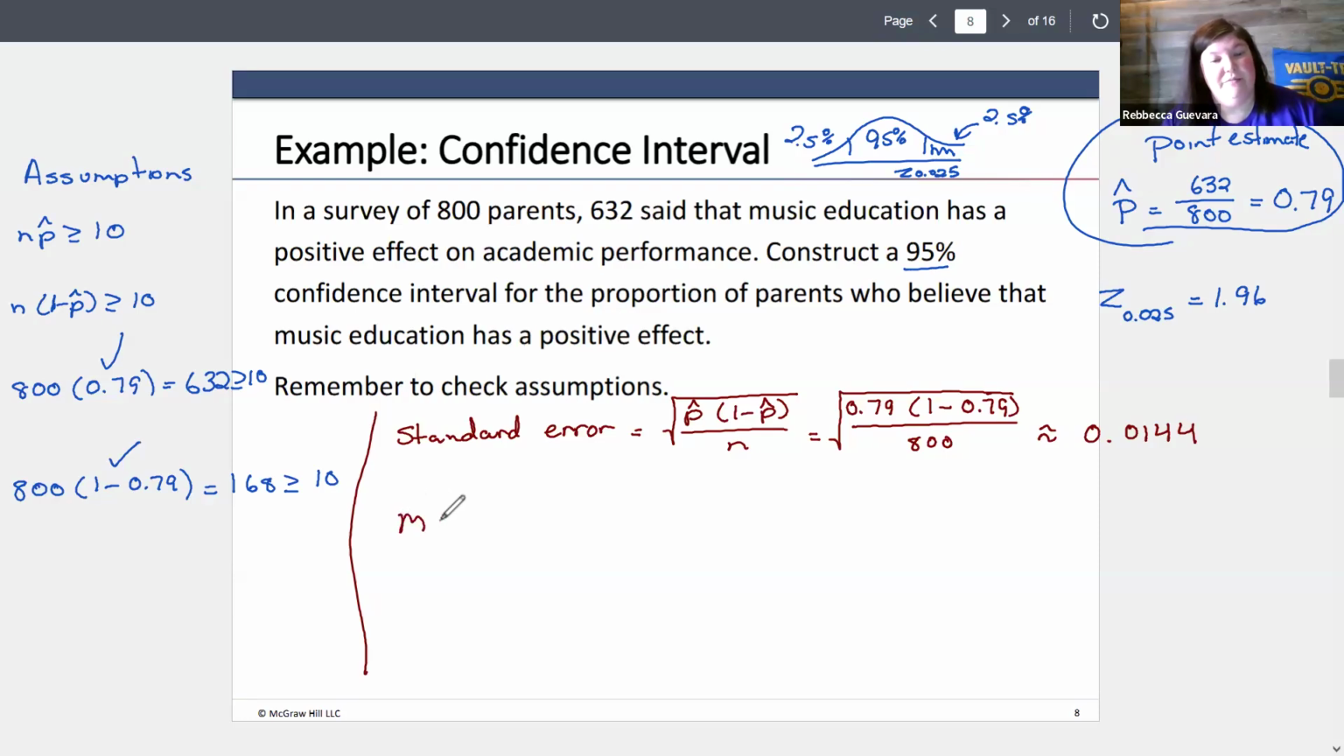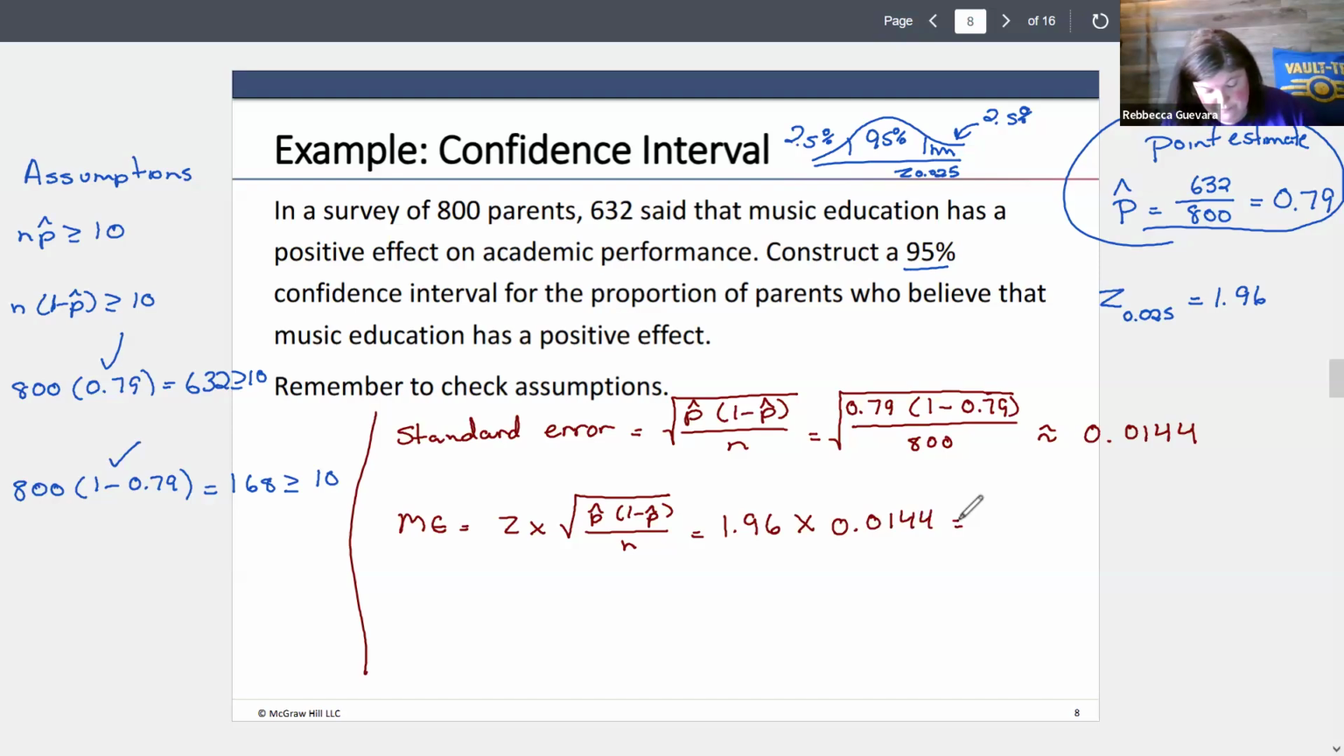All right, so my margin of error, as always, is going to be the z-score times your standard error. Like I said, not much has changed here compared to everything else. It's just that little change in how we find the standard error. We got a z-score of 1.96, and we are going to multiply that by 0.0144. And that's going to give us 0.028224. So that's my margin of error.